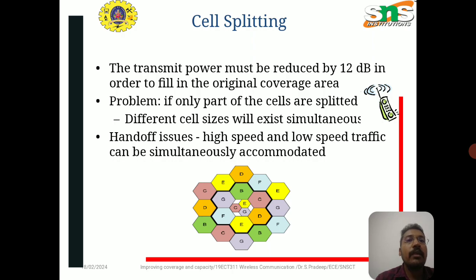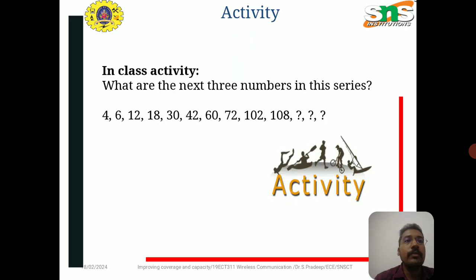The problem is, if only part of the cells are split, different cell sizes will exist simultaneously, and handoff issues occur. High speed and low speed traffic can be simultaneously accommodated in the cell splitting concept. Activity. What are the next three numbers in this given series?